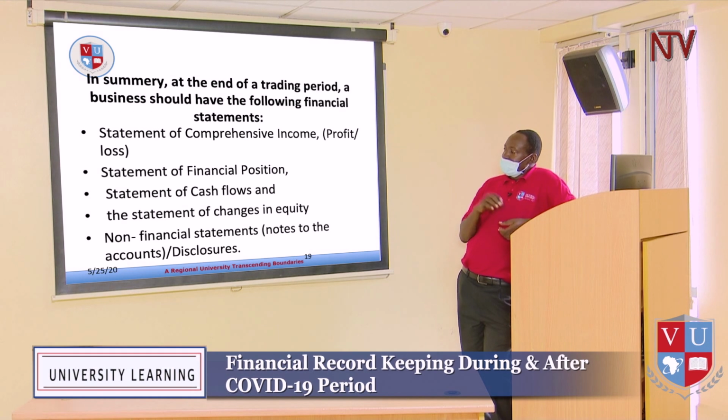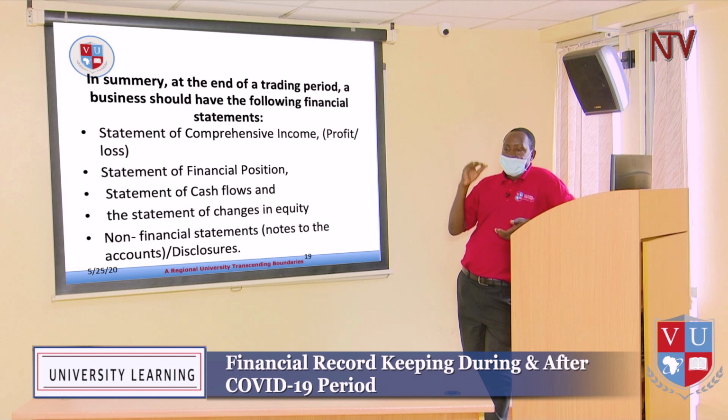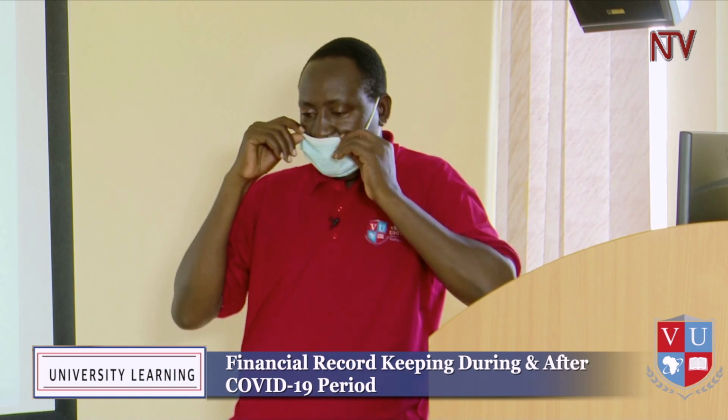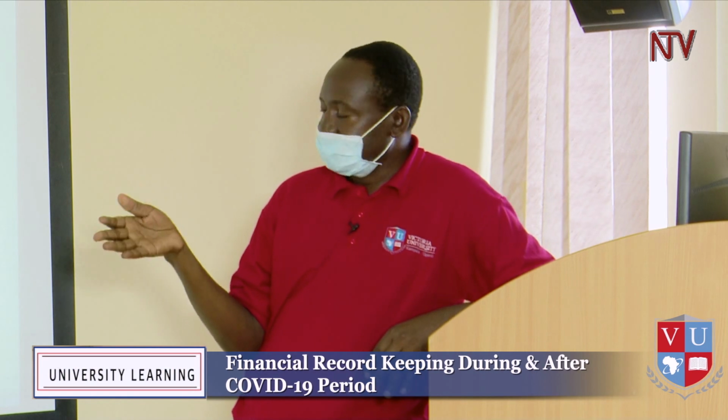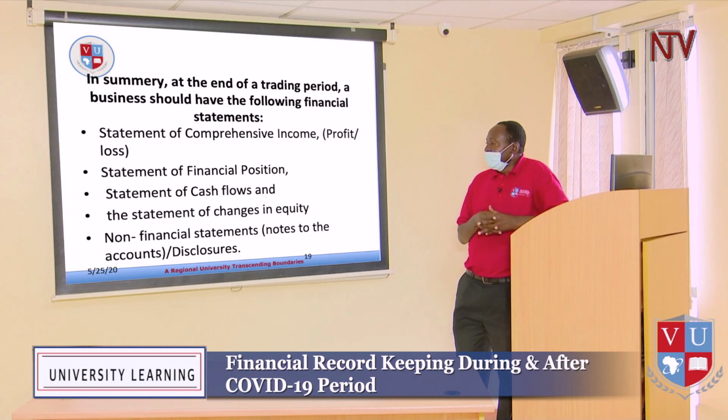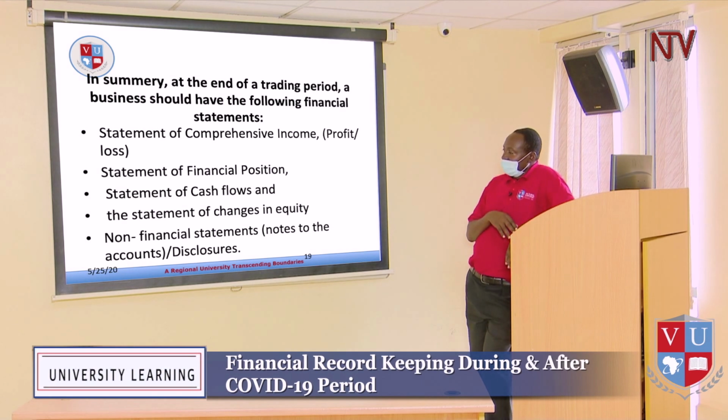And then lastly, the statement of changes in equity. How has the ownership of the business changed over time? Have you had any retained earnings that have been redistributed, for example? Or have you made profit in the period, which now constitutes part of our equity in the current period going forward? All these are shown in our statement of changes in equity.